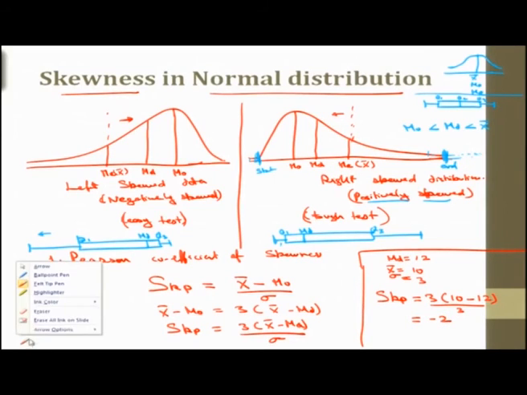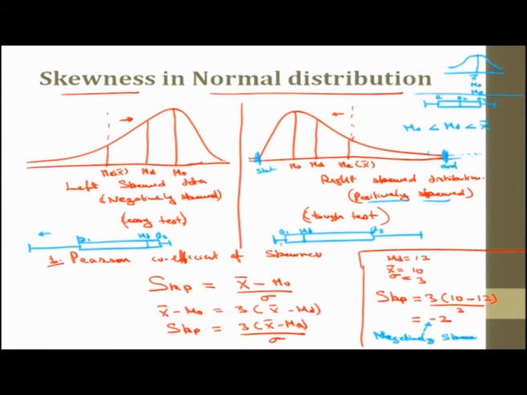Now, there are two values here. Minus 2 implies it is negatively skewed, and this is the extent of skewness. Like I said, in negatively skewed data, we have mean or x bar less than median and less than mode. We can see that x bar was less than median in this case. So, it is negatively skewed.